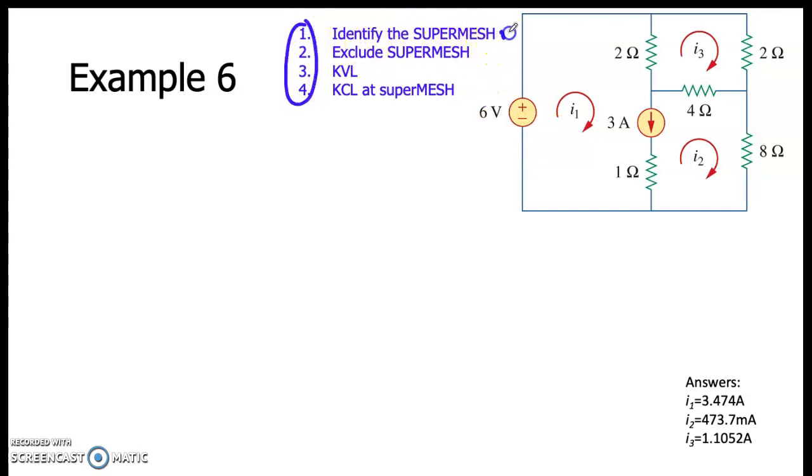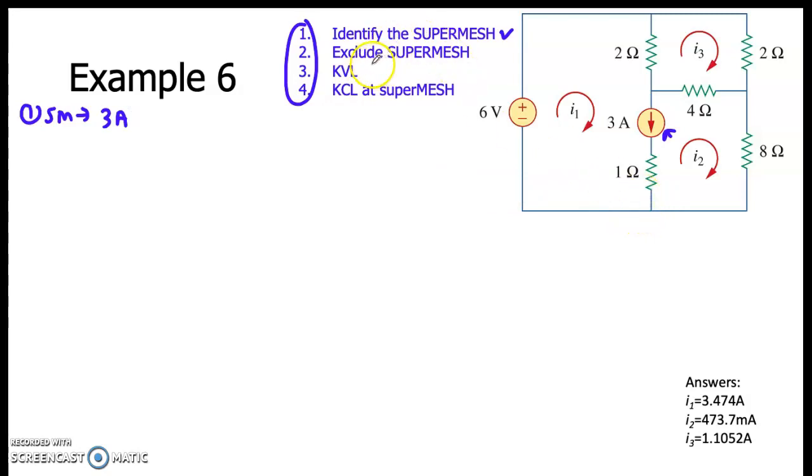First one, identify the super mesh. Is there any super mesh? Now look at the current source. Oh, okay, there is a current source here, and this current source exists between two meshes, mesh 1 and mesh 2. So can you call this one super mesh? Yes, so the super mesh is actually at 3 ampere.